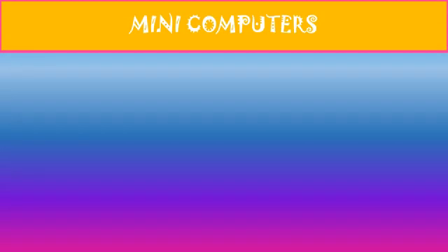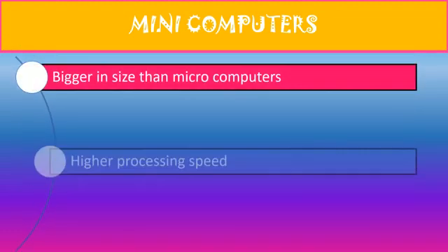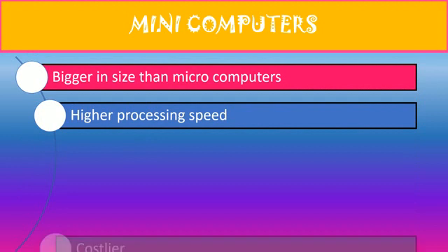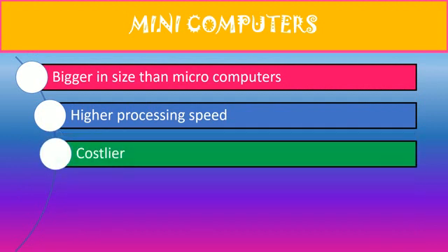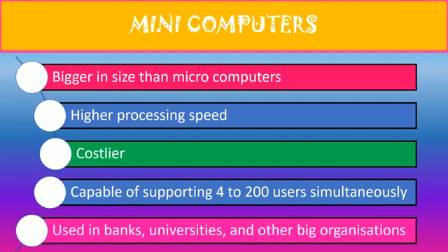Next we come on to the mini computers. These mini computers are bigger in size than microcomputers. They have a higher processing speed. They are costlier also and they are capable of supporting 4 to 200 users simultaneously. They are used in banks, universities and some other big organizations.